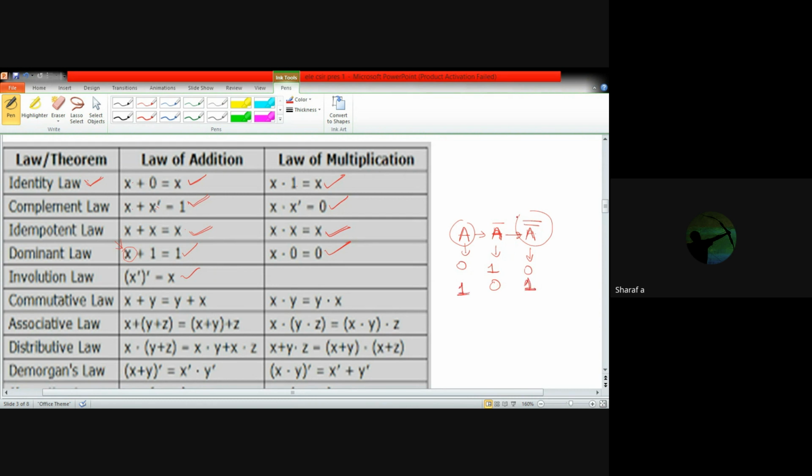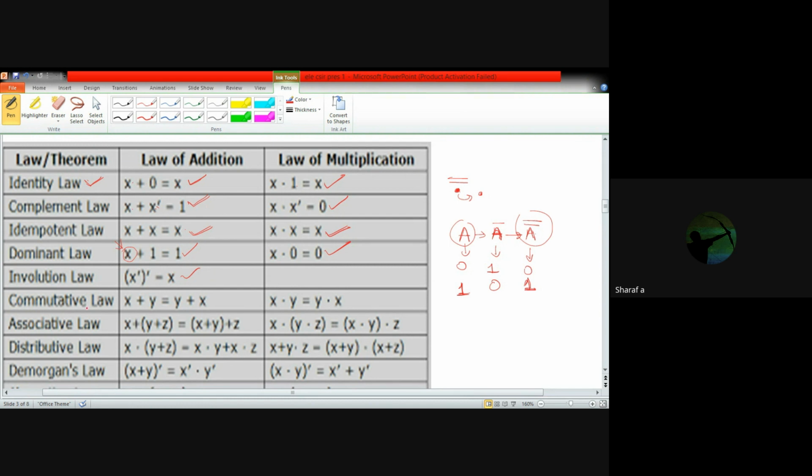Similarly, if you take dot or plus, and you take the double complement of this dot, then also you'll get dot. The operator will be the same. So that is the involution law.